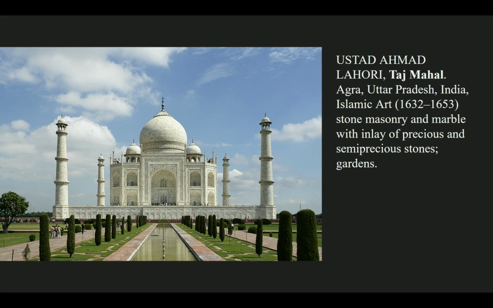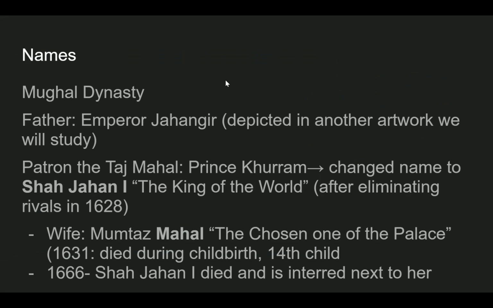However, this is actually a mausoleum. The dome, this onion-shaped dome, is specific to this region. Also, it's used by Orthodox churches. So this is under the Mughal dynasty. We will look at this guy's father in an artwork next, Emperor Jahangir.